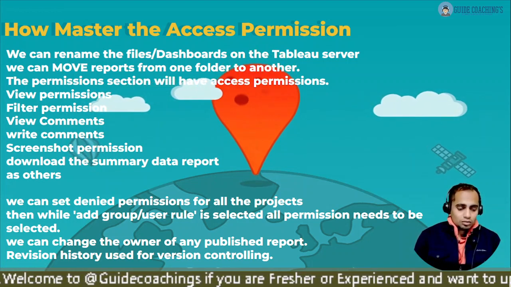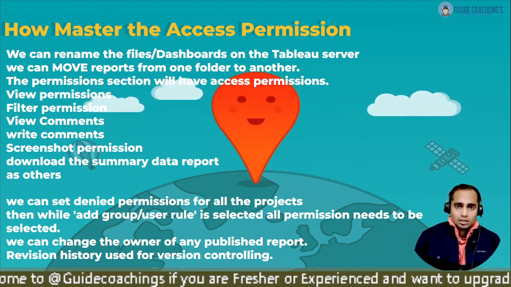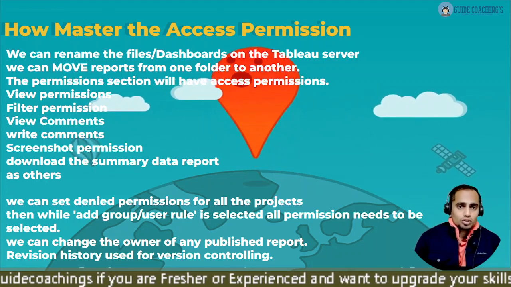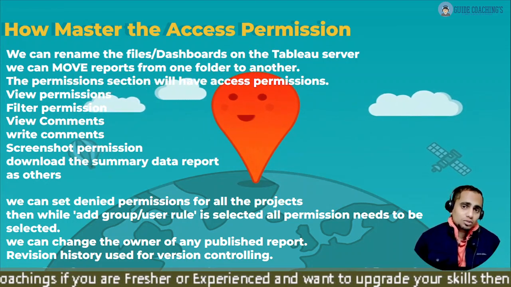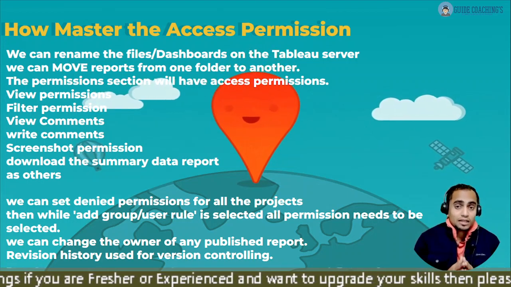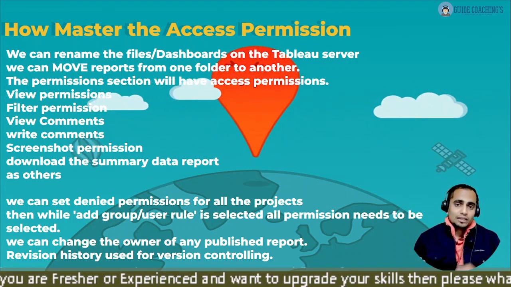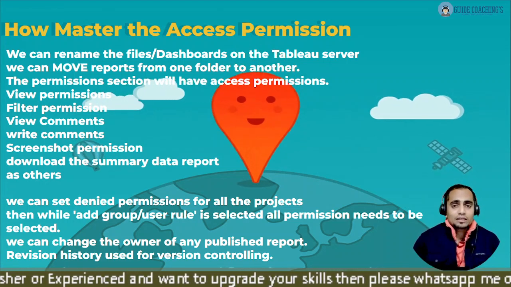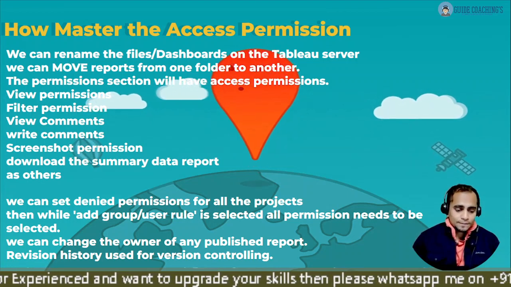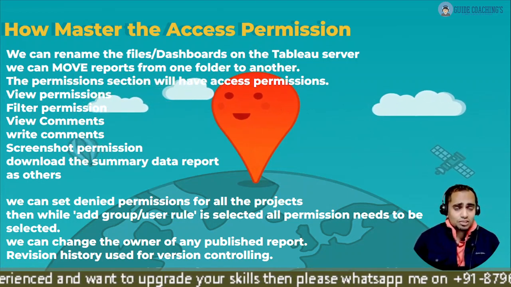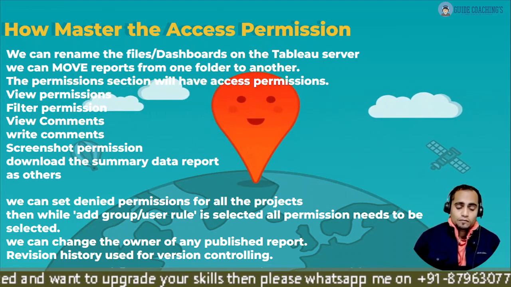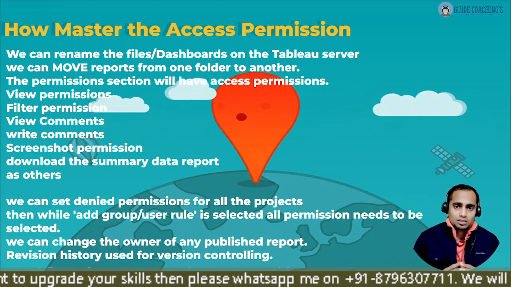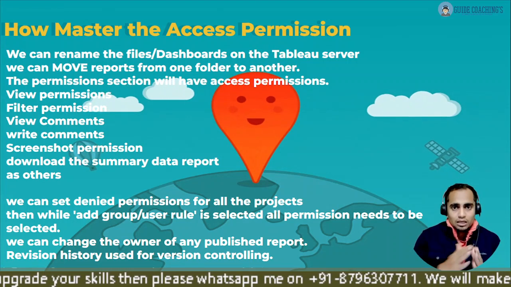Then we are going to see the change of the owner. If you have uploaded a dashboard and you left the organization and some new employee is working on that particular dashboard, your name should be removed and the new employee's name should be added into the system. That can be done using this option, that is change owner. And there is one more very interesting option, that is revision history, used for version controlling. So we'll be seeing all these options. What version control is, we will be seeing in this video.